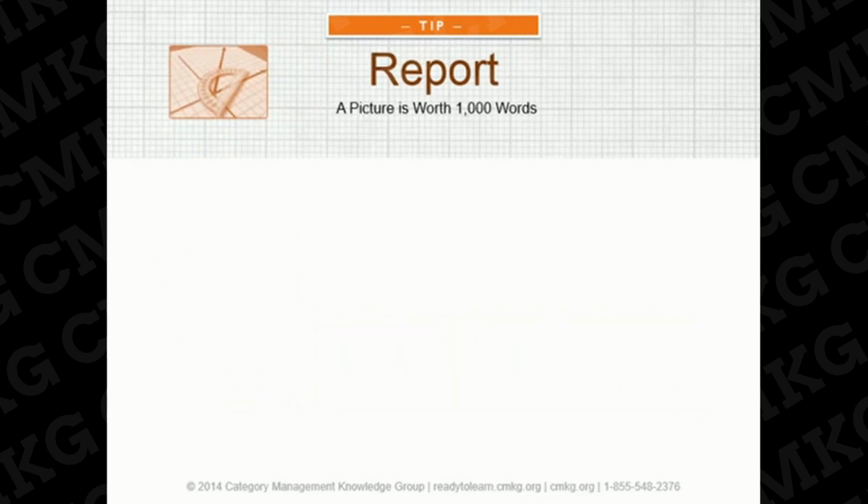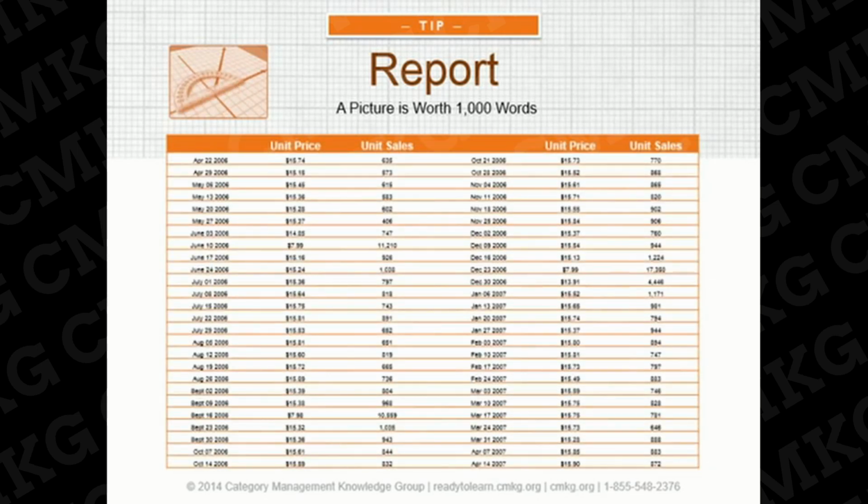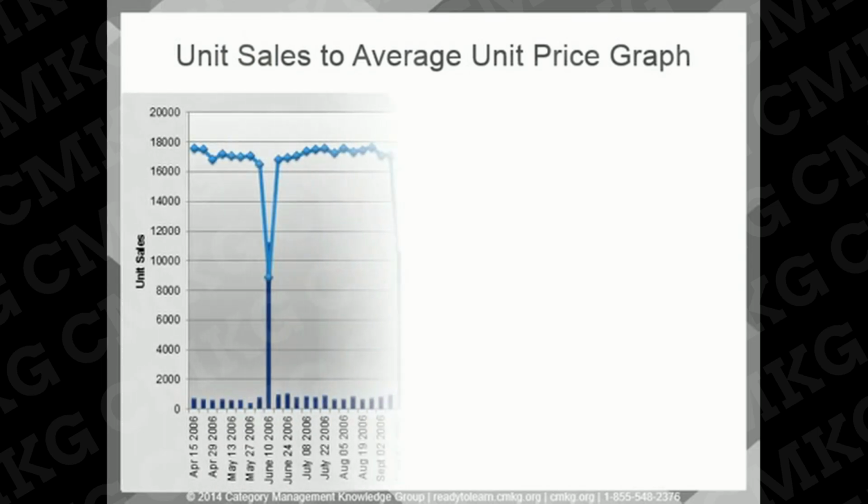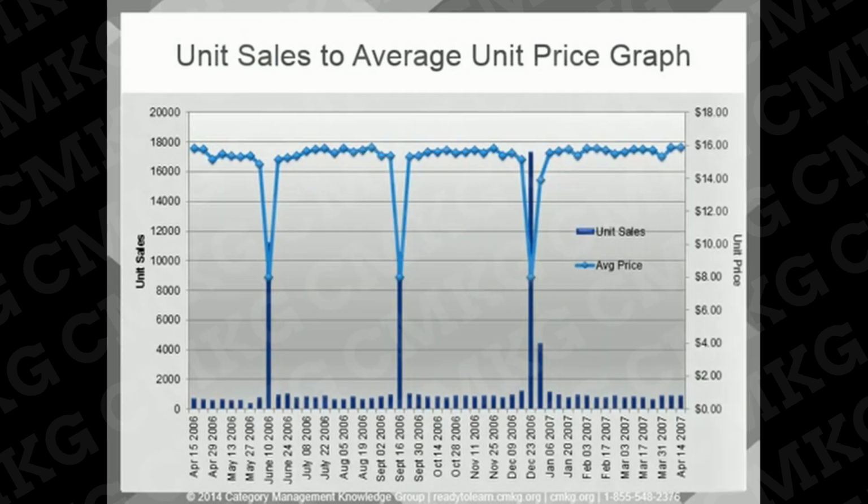The next tip is that a picture is worth 1,000 words. This table is a bit overwhelming to look at and difficult to draw conclusions from. It shows weekly data that includes unit price and unit sales for a product. How could we make this table more user-friendly? By turning the numbers into a graph, the data becomes alive. I've created a combo chart with two data axes for both unit sales and unit price. This graph paints a picture for us. It allows us to quickly see that when unit price drops, unit sales peak.